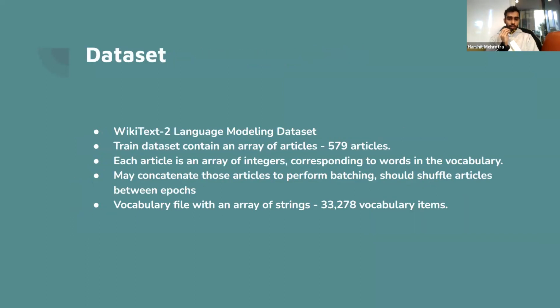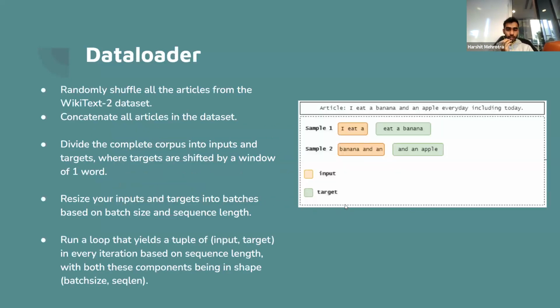As for the data set, you have been given a data set called Wikitext2. It has 579 articles. Each article has a different number of words. So your first task would be to prepend and append SOS and EOS to the articles. And as I said, each article has the words in the form of word IDs, which are basically indexes in the vocabulary. So you've also been given a vocabulary file, which is approximately 33,000 in size. So your training data is basically the indexes of the words in this vocabulary. You will have to code a data loader class.